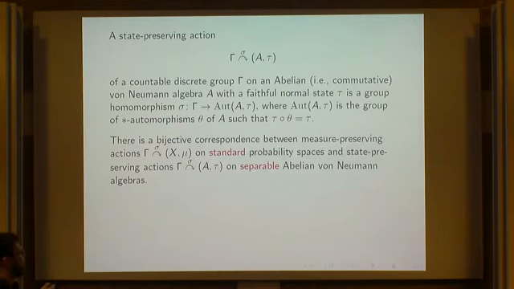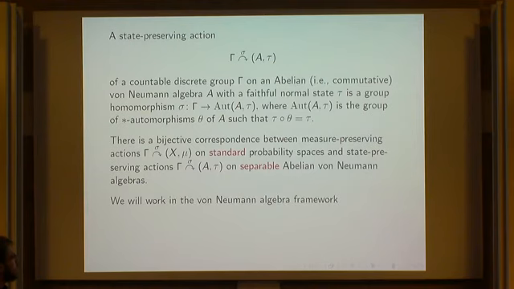It's easy to pass in one direction. If you have an action on a probability space, for every group element you have an automorphism, and you can take an L infinity function, precompose it with such an automorphism to get a new L infinity function. So in that way, an action on a probability space gives rise to an action on L infinity of the probability space. And if the original action preserves the measure, then the new action preserves the integral. Okay, so this is just a slight change of perspective at this point. So of course, in this von Neumann algebra framework, you can still formulate ergodicity and freeness of actions.